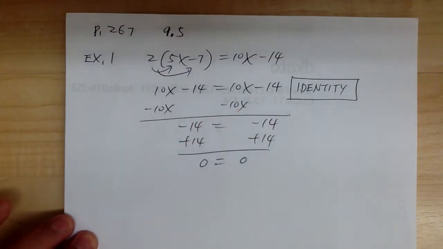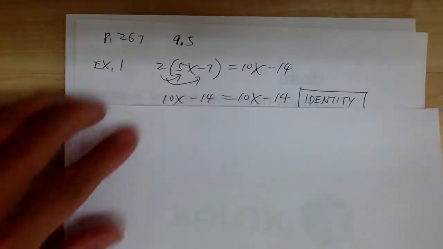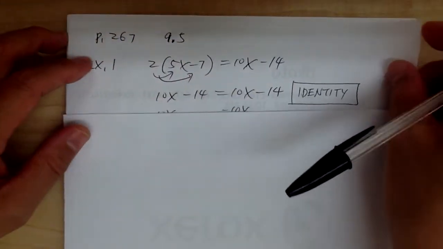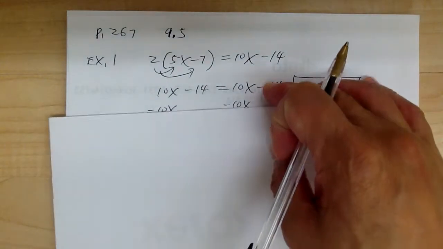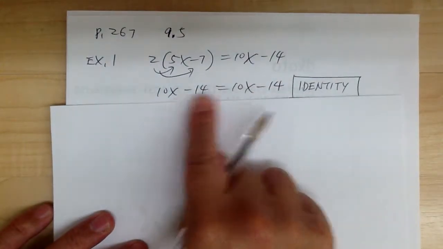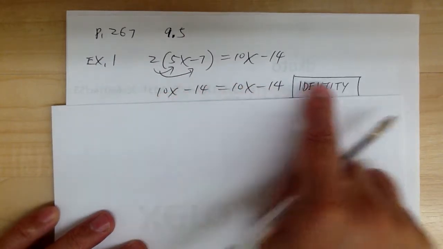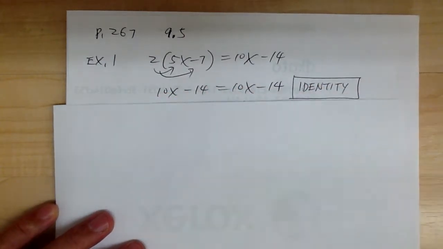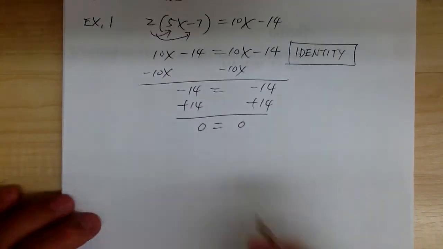But you don't have to get that far. Again, all you want to do is, once you see that both sides are the same, you can stop already. So don't waste your time doing all this extra stuff. As soon as you see both sides are exactly the same, and make sure they're exactly the same, then the answer would be identity. Okay, let's go to example 2.